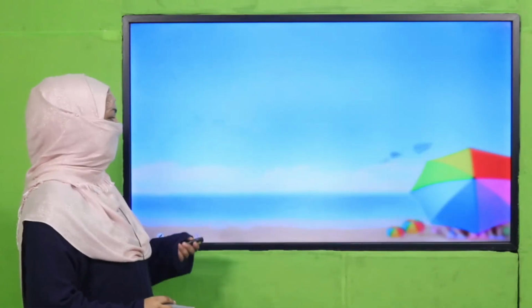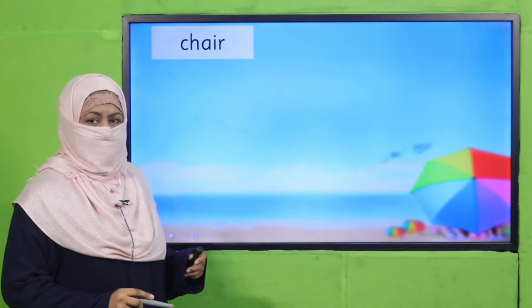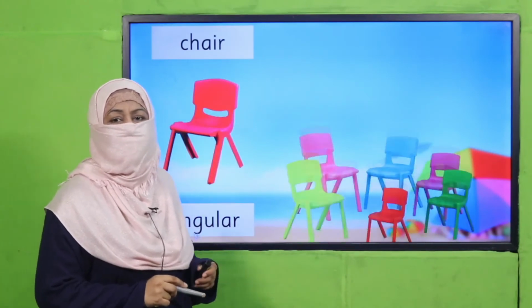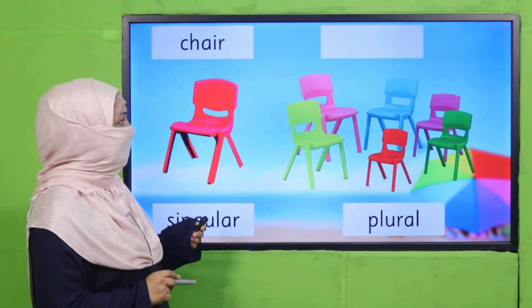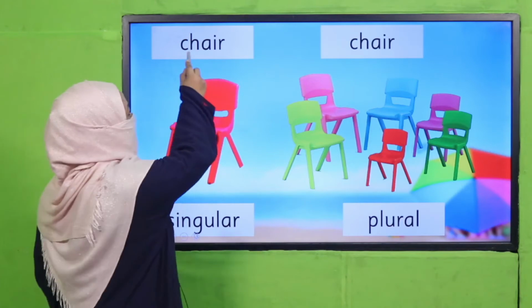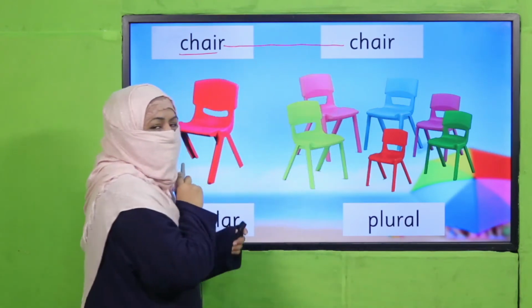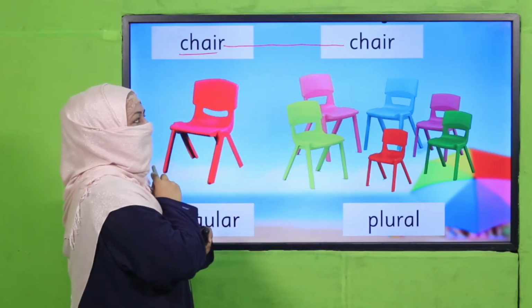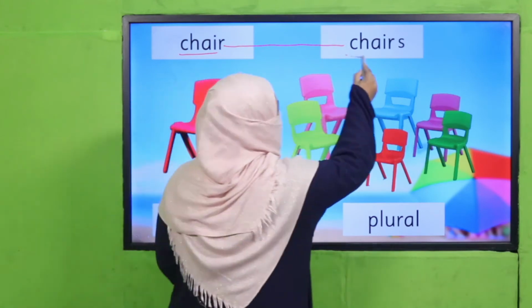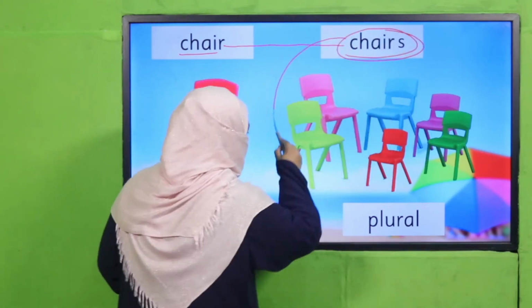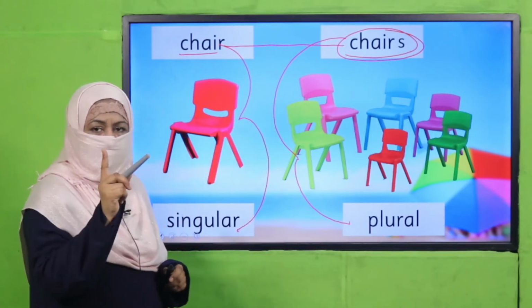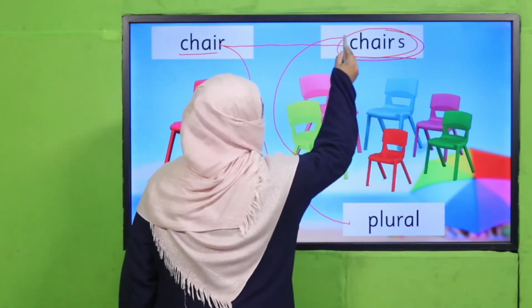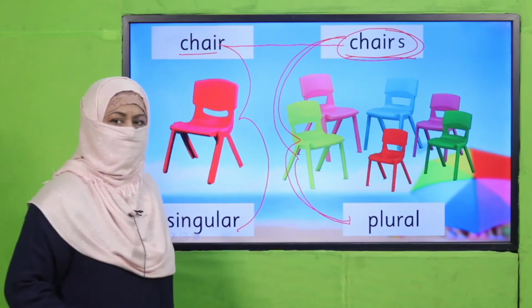Okay, the other example, chair. It means it's one, it's singular. If chairs are more than one, they are plural. And how will we name it? We'll write the same name, and what will we do? We'll add s. It becomes plural, chairs, and it means more than one, plural form. Chair, singular, one, and chairs, more than one, plural.